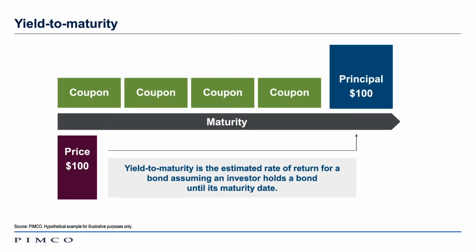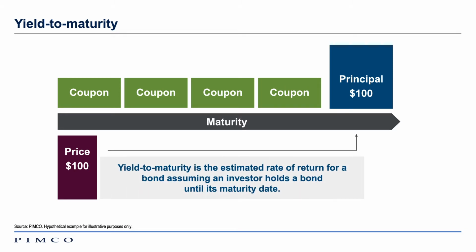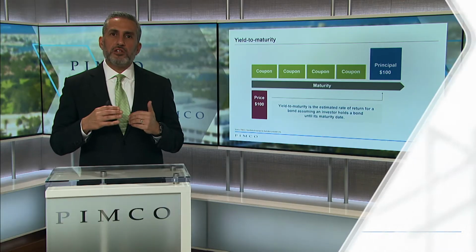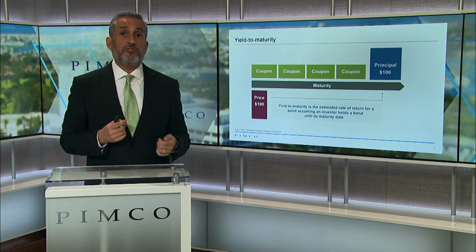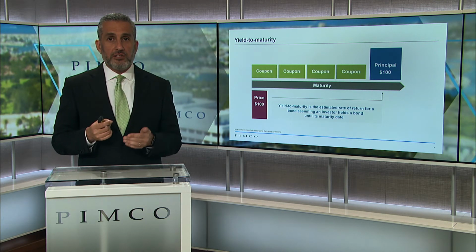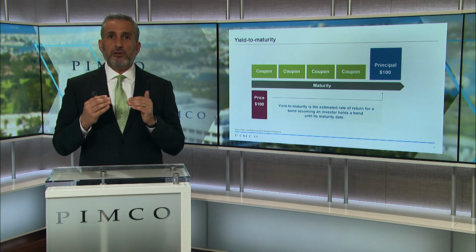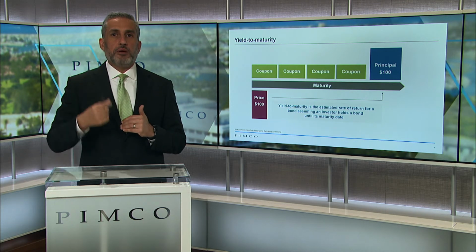Another important term is yield to maturity. Yield to maturity is the estimated rate of return for a bond, assuming an investor holds that bond until its maturity date. The yield of the bond is related to the coupon rate, but can sometimes be quite different as it factors in the price that you actually paid for that bond. Bonds can sell at a discount to par value, and bonds can sell at a premium to par value.